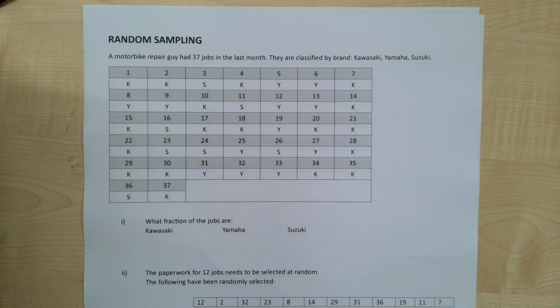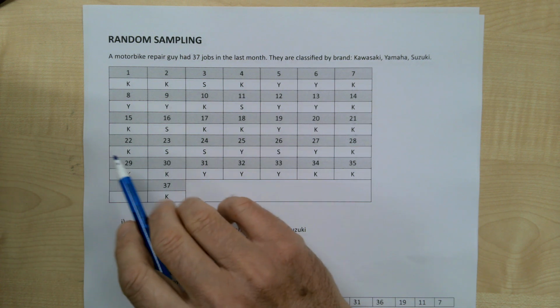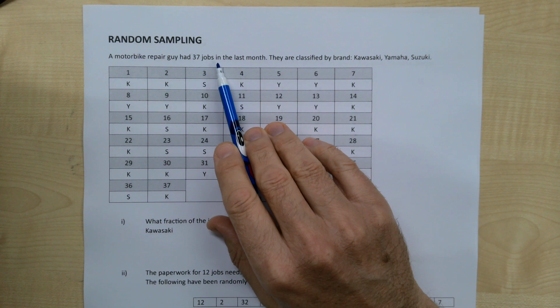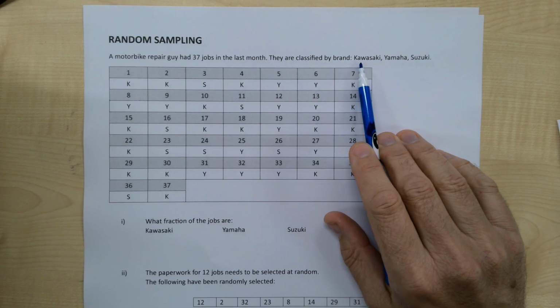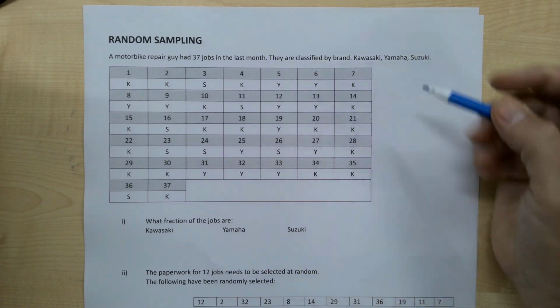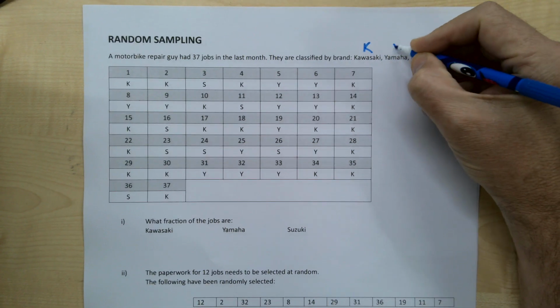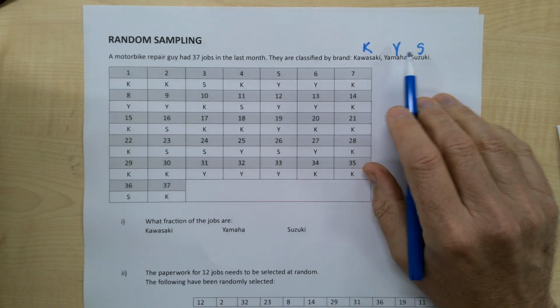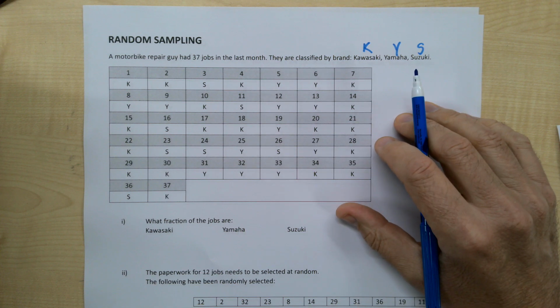So this example is about random sampling. So let's have a look at it. You've got a motorbike repair guy who has 37 jobs last month, and they're classified by brand: Kawasaki, Yamaha and Suzuki. Now, I know there's more brands out there, but that'll do for the question, and we're just going to use K, Y and S as a symbol for them.